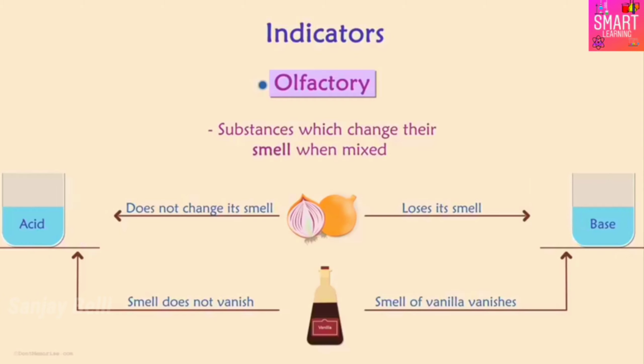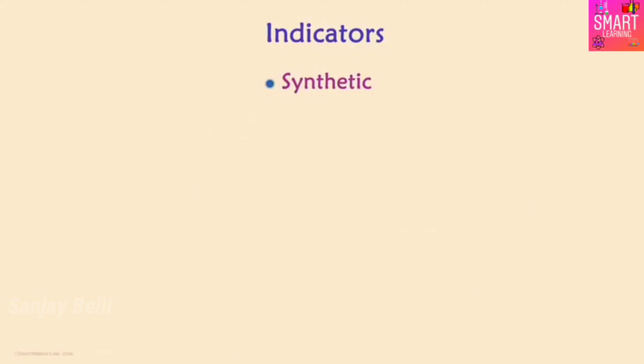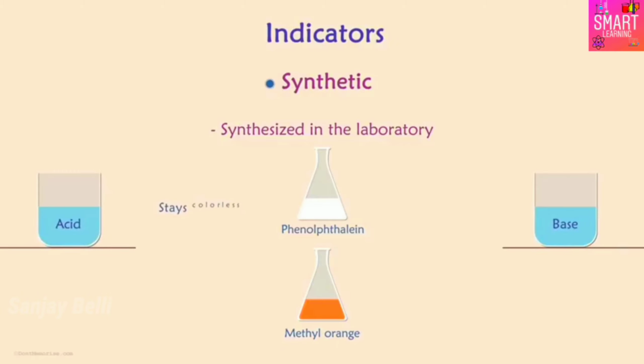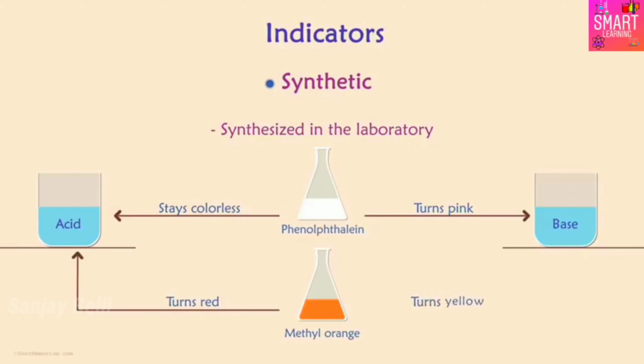Interesting, isn't it? What are synthetic indicators? Indicators that are synthesized in the laboratory are known as synthetic indicators. Phenolphthalein and methyl orange are two examples of synthetic indicators. Phenolphthalein is a colorless liquid and remains colorless with an acid, but turns pink with a base. Methyl orange is originally orange in color and turns red with acid and yellow with base.